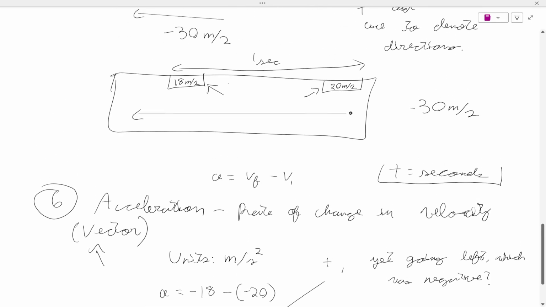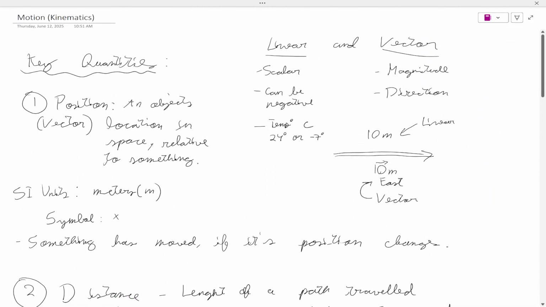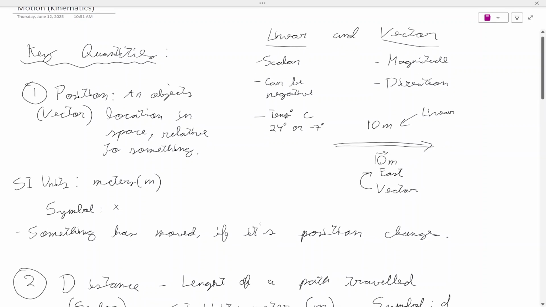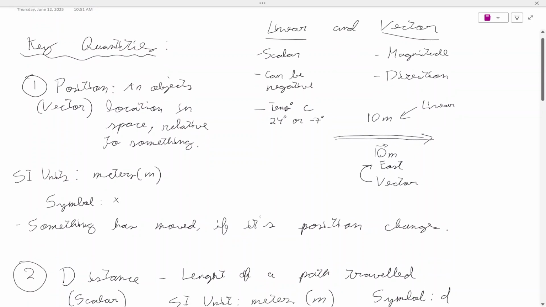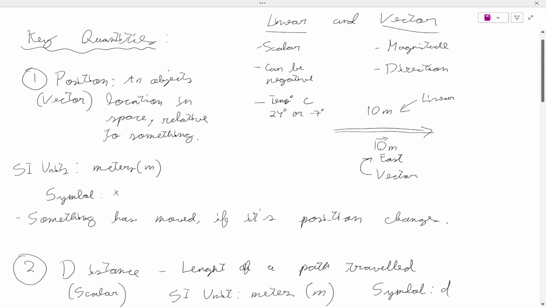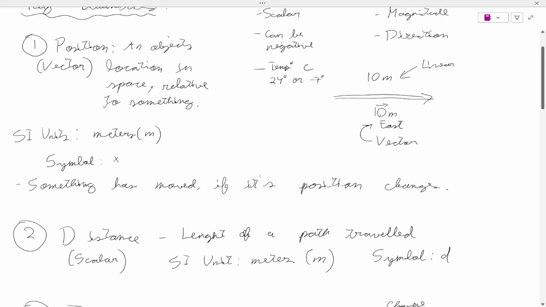Whew. Okay, so that's all the important quantities of motion kinematics. So let's review. Scalars and vectors. A scalar can be negative. Take temperature, for example. Vectors have magnitude and direction. So that's important to keep in mind. Position is an object's location in space. You have to relate it to something. That's a vector.